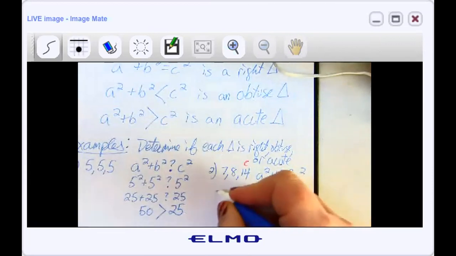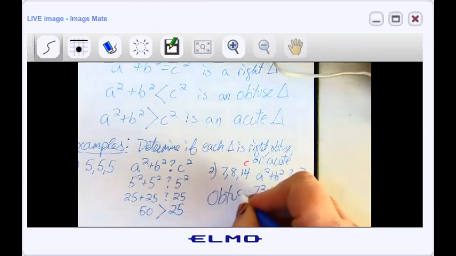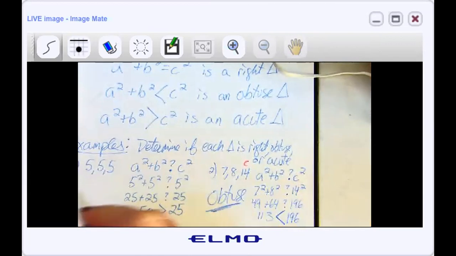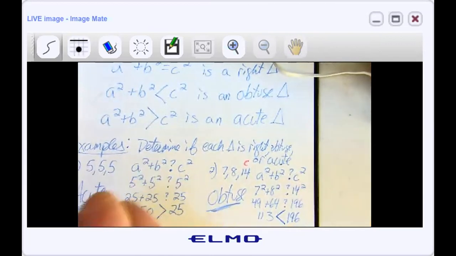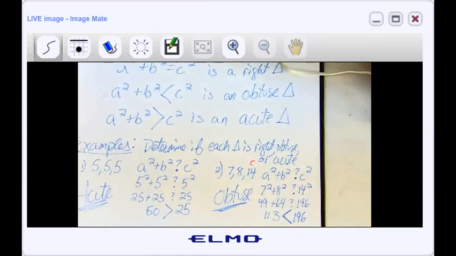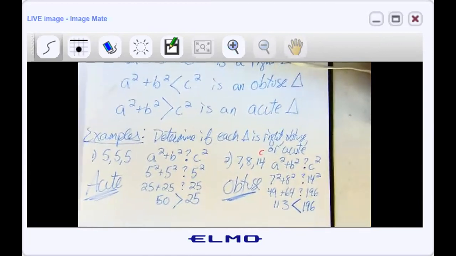Oh, and I never even wrote the answer on the first one. Sorry. So obtuse is my answer. Make sure that you add back on this one. We should have written down that it was acute. How interesting. All right, let's try another one.